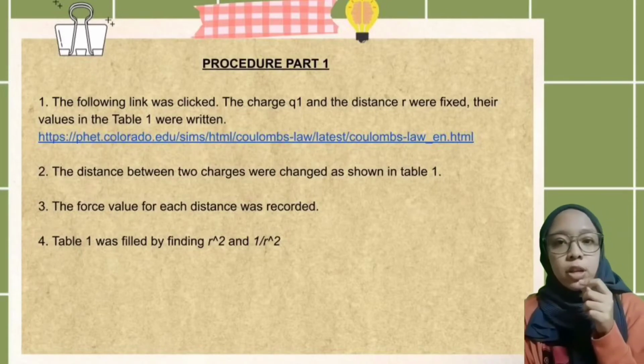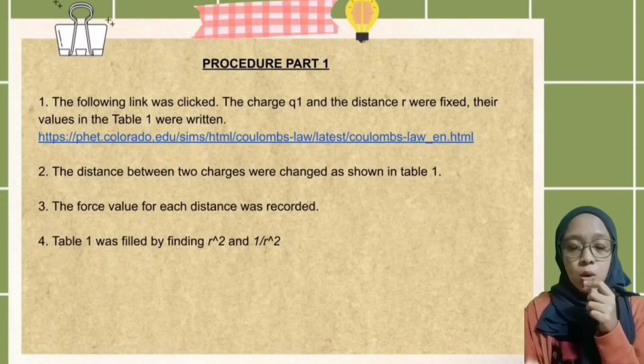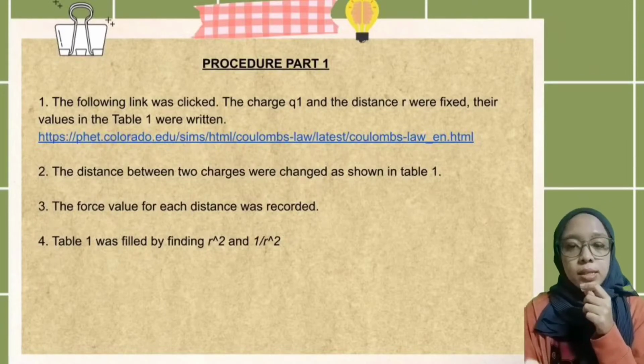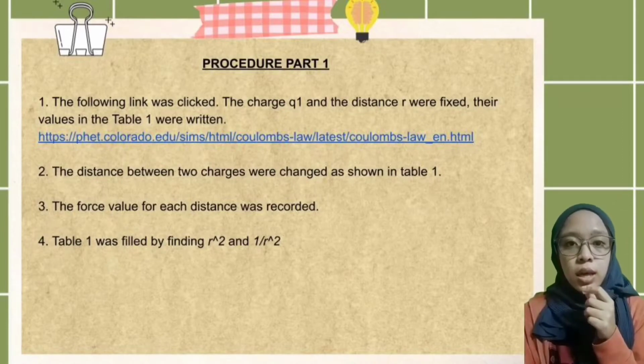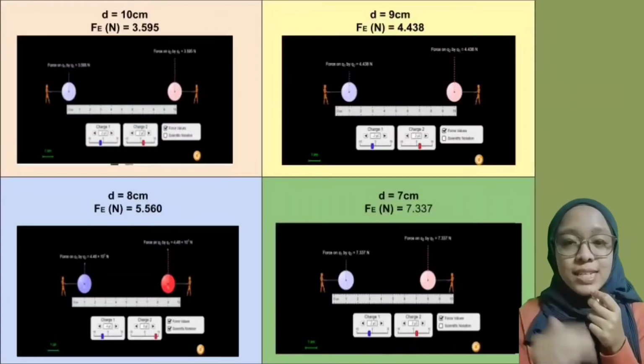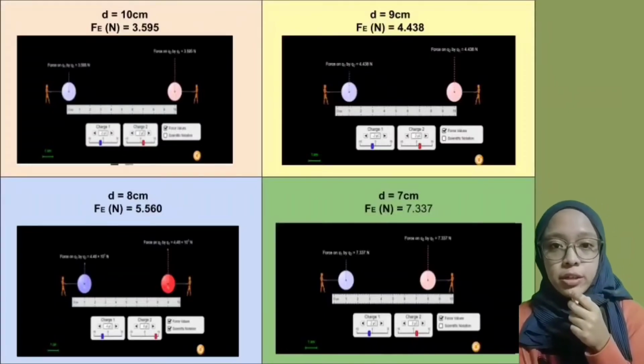Firstly, the charge Q1 and the distance R were fixed. The values in table 1 were written. Next, the distance between the two charges was changed as shown in table 1. Then, the force value for each distance was recorded. Last but not least, table 1 was filled by finding R to the power of 2 and 1 over R to the power of 2. So, these are the values we get by measuring each distance.